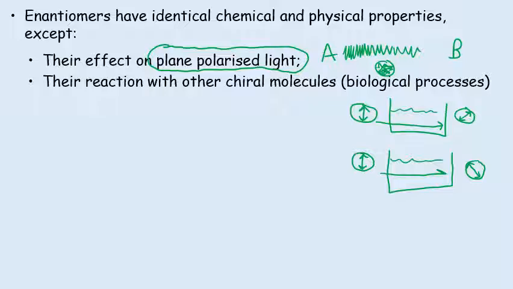But what you have to be careful with is if you have a racemic mixture, a mixture containing equal amounts of both enantiomers. Then one enantiomer will cause it to rotate clockwise, whilst the other enantiomer cancels that out and causes it to rotate anti-clockwise. And therefore, if the plane polarized light is not affected, that means one of two things. It means it doesn't have a chiral carbon, or it's a racemic mixture.